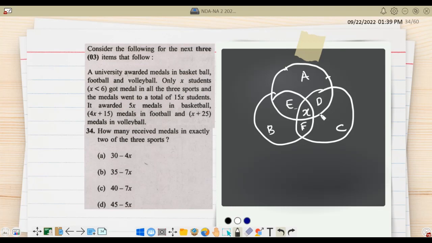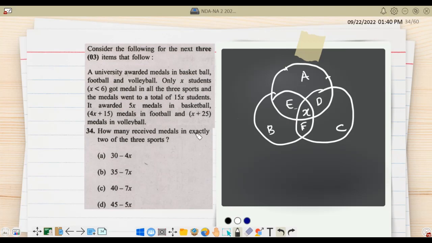We have designated this circle to be the basketball circle, this circle to be the football, and this circle to be the volleyball. And now for this, 5X medals is in basketball, which means A plus E plus D plus X is going to be 5X. And then 4X plus 15 medals in football, that is B plus E plus X plus F is going to be equal to 4X plus 15. So we're going to use that.